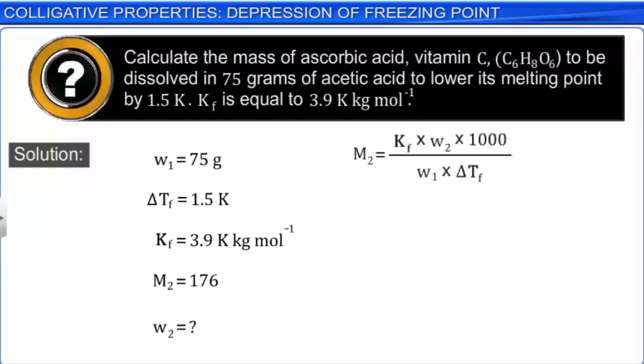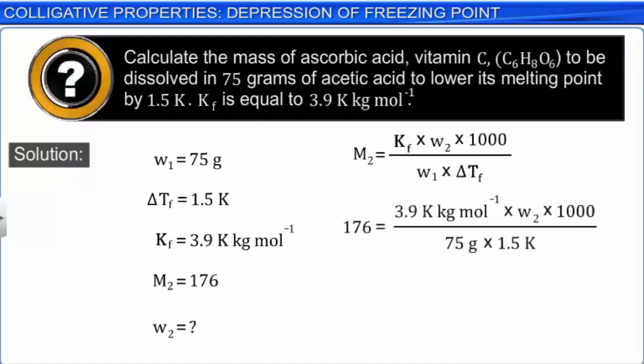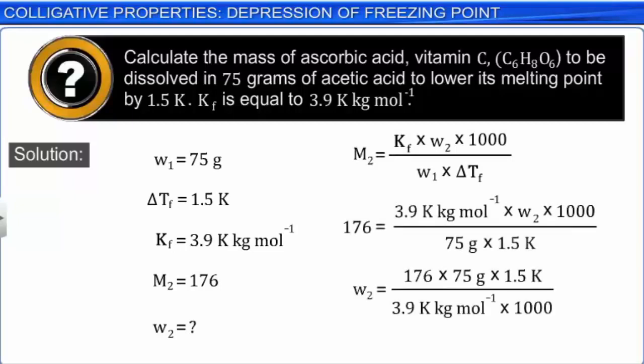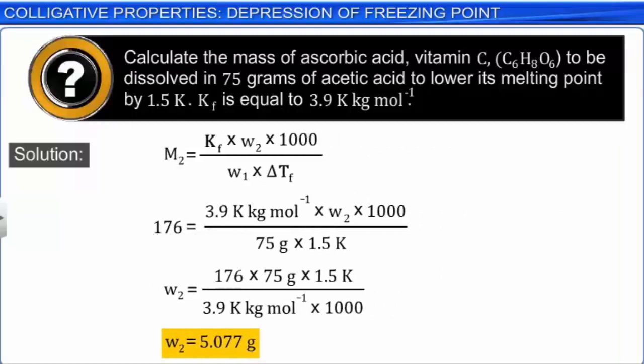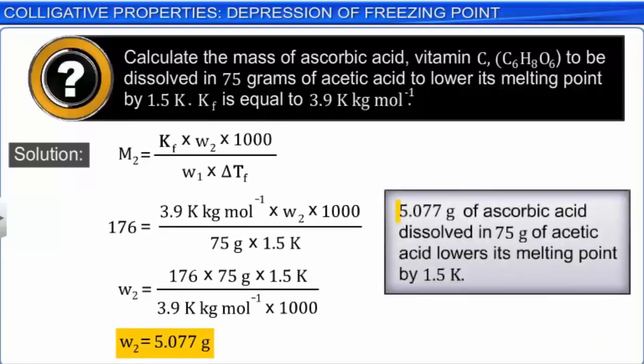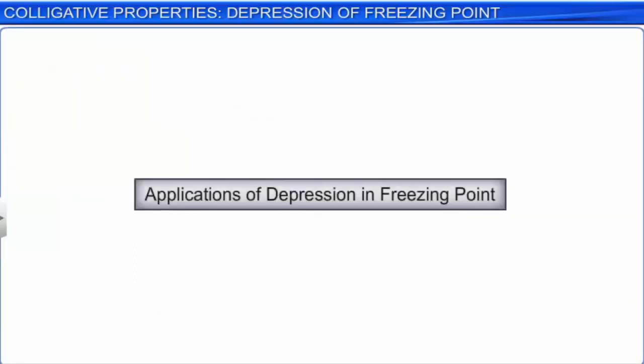Substituting the given values in the equation for depression of freezing point of a solvent and solving for W2, we get W2 is equal to 5.077 grams. That is, when 5.077 grams of ascorbic acid is dissolved in 75 grams of acetic acid, it lowers its melting point by 1.5 Kelvin. Let us look at some important applications of depression in freezing point.